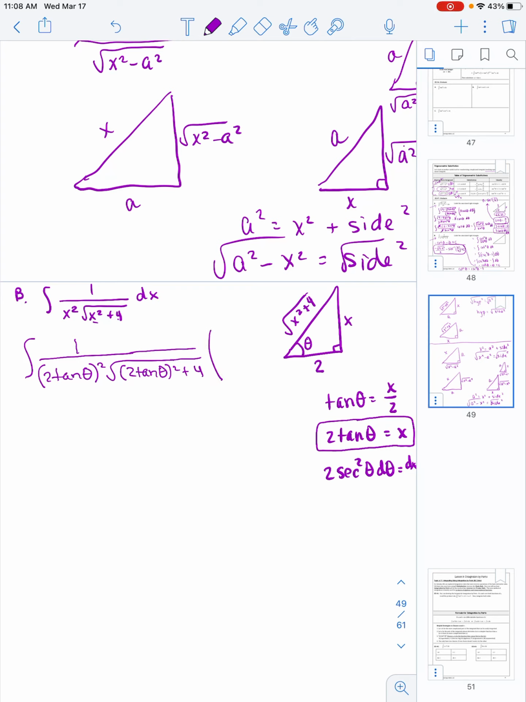And your equivalency for dx. Okay. Excuse me. I'm going to put that on top. This is going to be 4 tangent squared theta times the square root of 4 tangent squared theta plus 4.